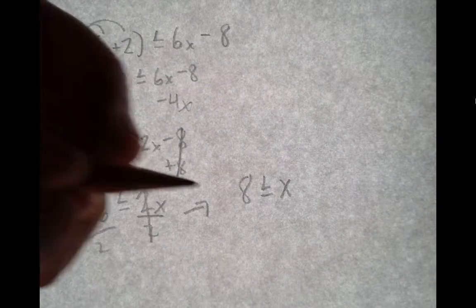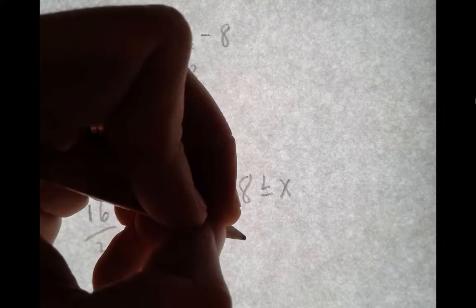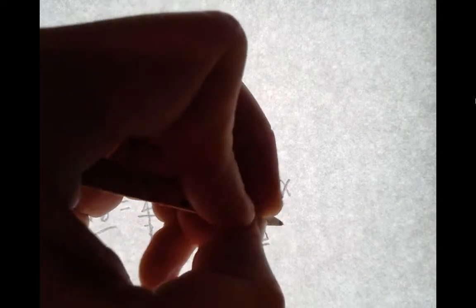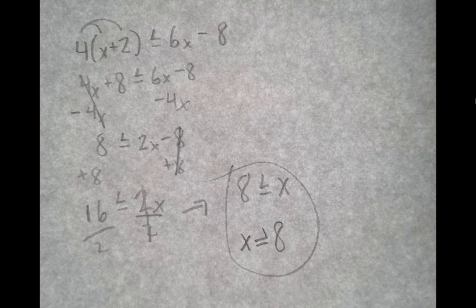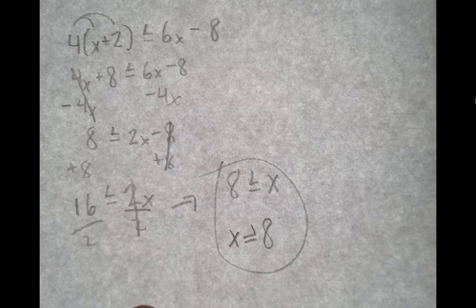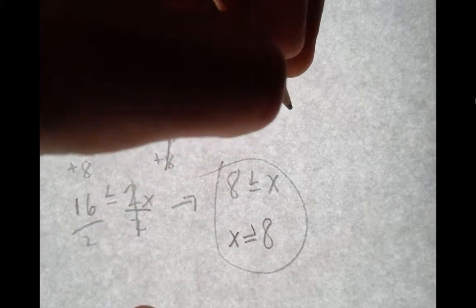And if I want to flippy-floppy just to get the x first, to get the x on the left, I can go ahead and do that. Either of these answers will do. They didn't ask to graph or to interval notate, but let's just do that really quickly.